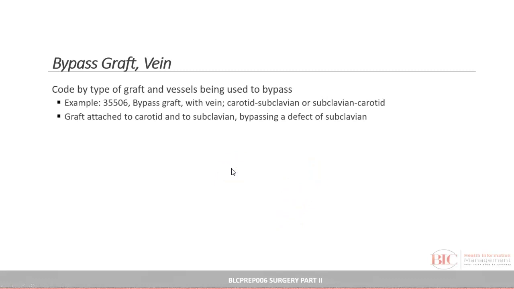Bypass graft by vein. You're going to code by the type of graft and vessels being used to bypass. In the example 35506, a bypass graft with vein of the carotid subclavian or the subclavian carotid. The graft is attached to the carotid and to the subclavian, bypassing a defect of the subclavian.